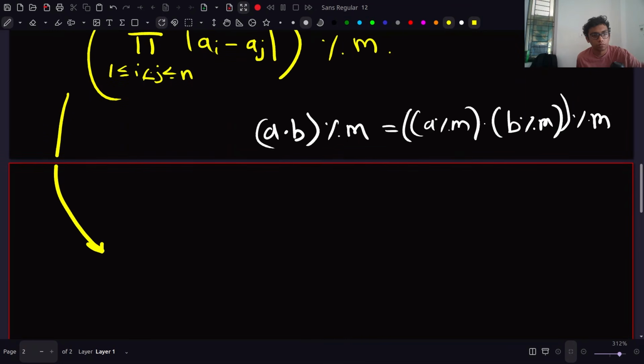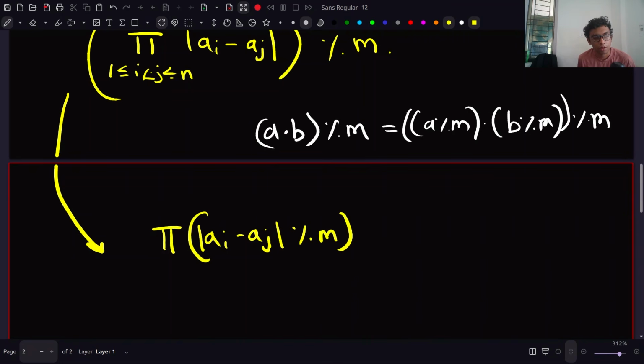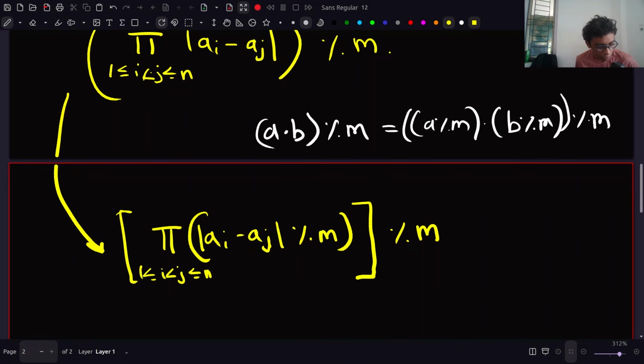So what we're going to simplify it as, we're going to write product of |ai minus aj| mod m. Okay, so we're going to take products of modulo, and then we're going to have mod m in here as well, right? So we distributed the mod m inside the products as well. So that's what we did over here.